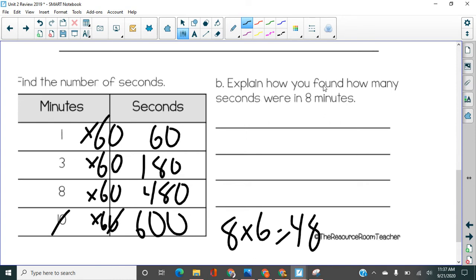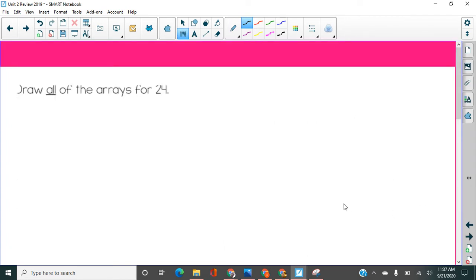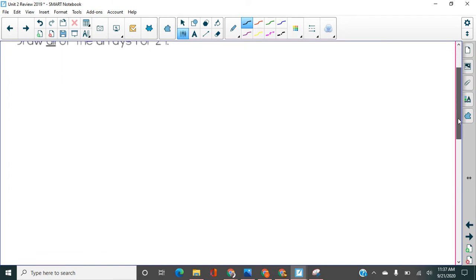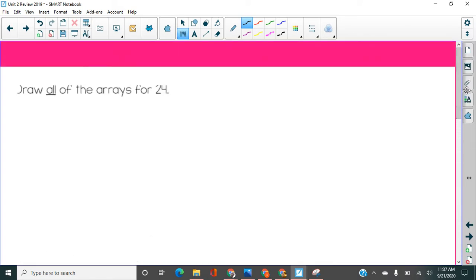So let's do this one. Explain for me, how did you find how many seconds were in 8 minutes? What did you do for the third one? You should have written that you multiplied 8 times 60. All right, let's keep going. On our second page, arrays. When we were looking at arrays, we were mostly doing arrays for square numbers, but we can do them for other numbers as well, right?